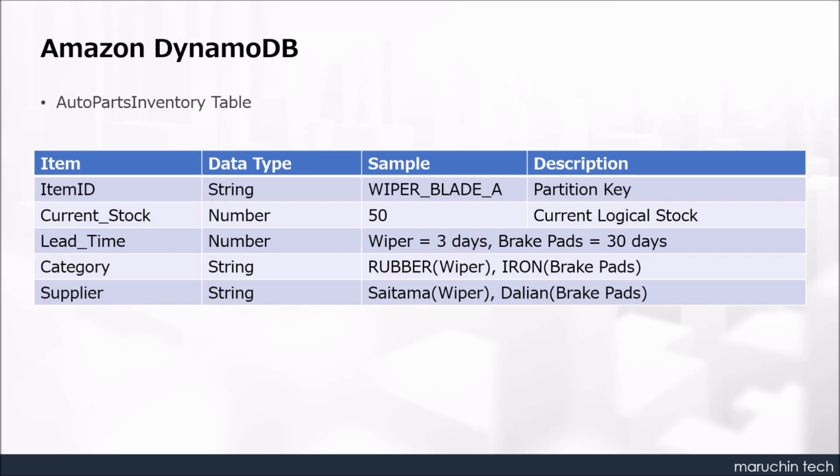Regarding lead time, we assume wipers are sourced from a domestic supplier, so the lead time is set to 3 days. Brake pads are sourced from an overseas supplier, so we set the lead time to 30 days. Regarding categories, we categorize wipers as rubber and brake pads as iron. Since iron is prone to rust, we will use this iron category later in our logic to determine the inventory retention period.